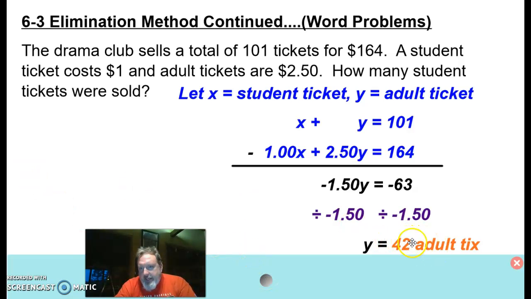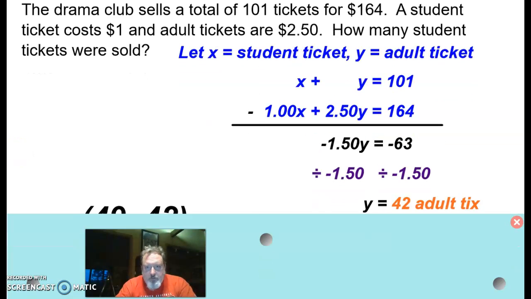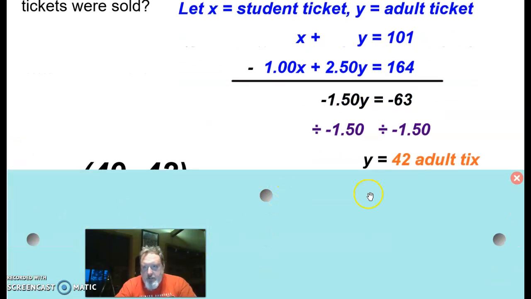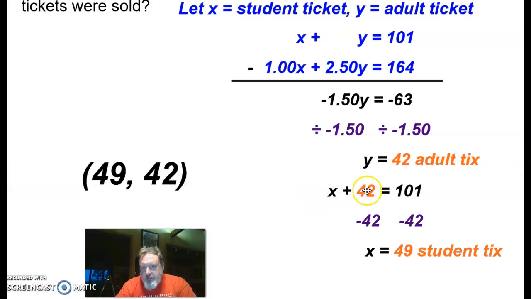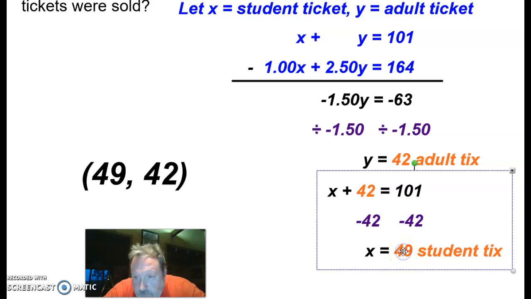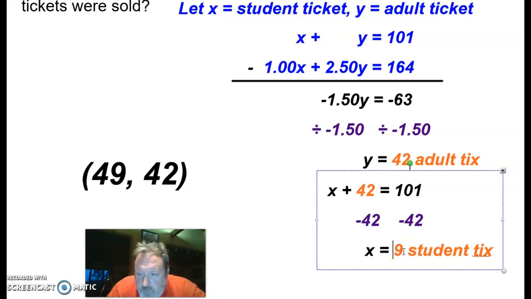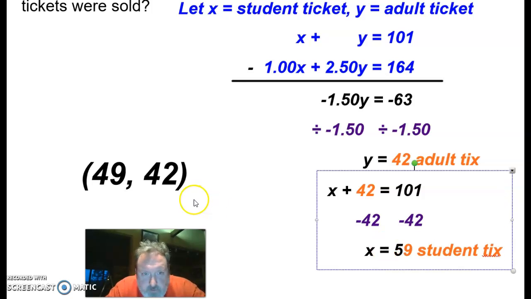Now that I know that, I can plug the 42 back into the top equation. And so when I do that, x plus 42 is equal to 101. So then we know we got 49 student tickets. So 49 student tickets, 42 adult tickets. That's going to give us the 101 total. Actually, hold on here. That is incorrect. That should be 59. Let's get that right.